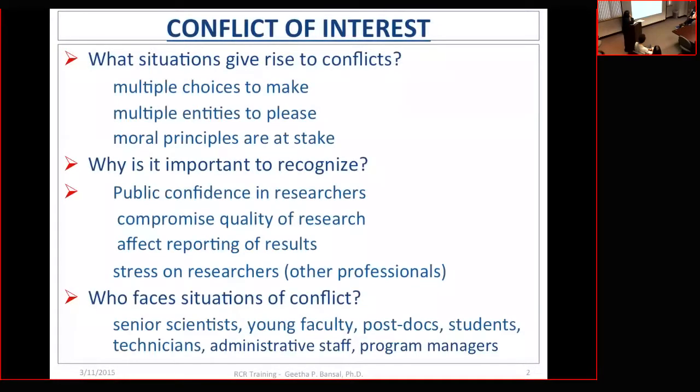Your moral principles are at stake too, right? You have to make your ethical decisions based on what you think is right. Do I work with animals? Do I kill this mouse, or do I not work with animals? Should I just choose an in vitro system to work in? So there are issues like that.